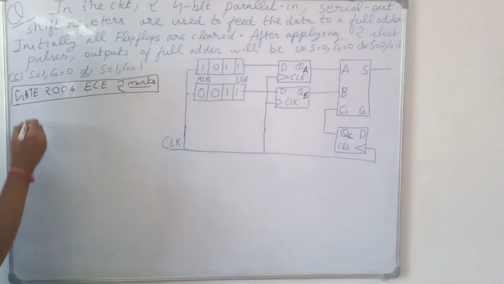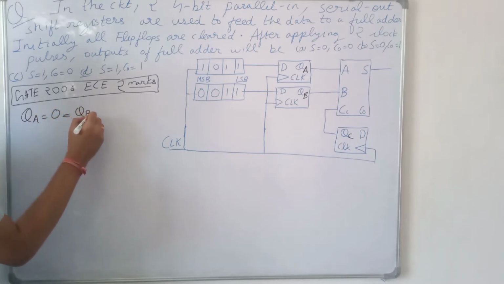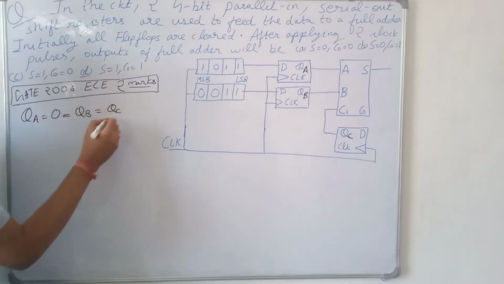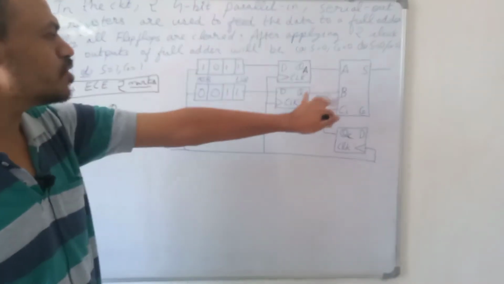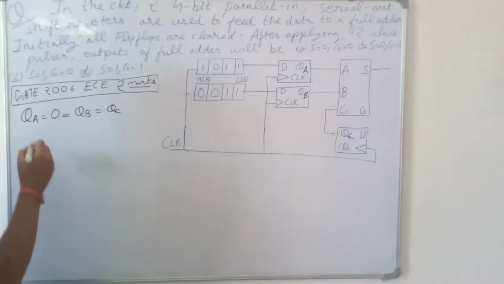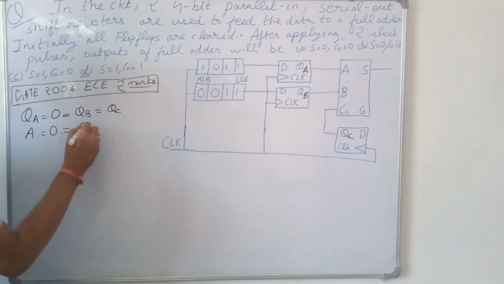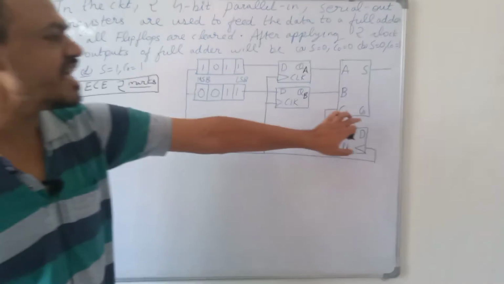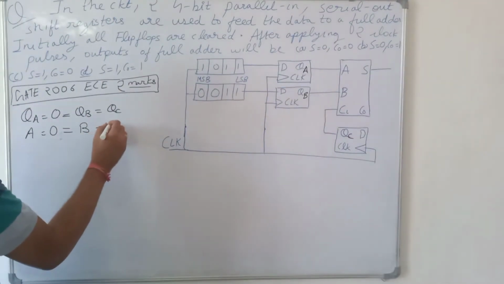Initially all the flip-flops are cleared, so QA is equal to QB is equal to QC is equal to 0. QA, QB, QC all are 0 initially. So A is equal to QA, B is equal to QB, so A will also be equal to 0, B will also be equal to 0, and Ci is equal to QC, so Ci will also be equal to 0.